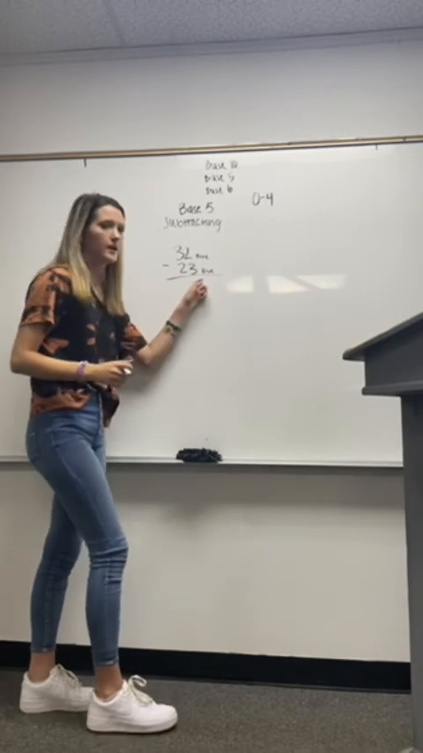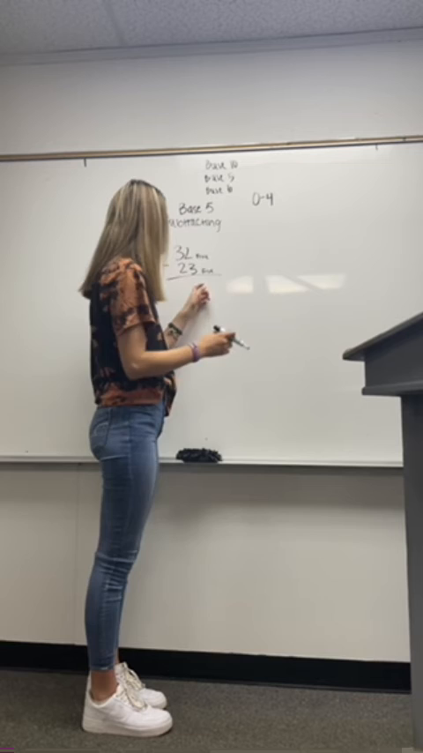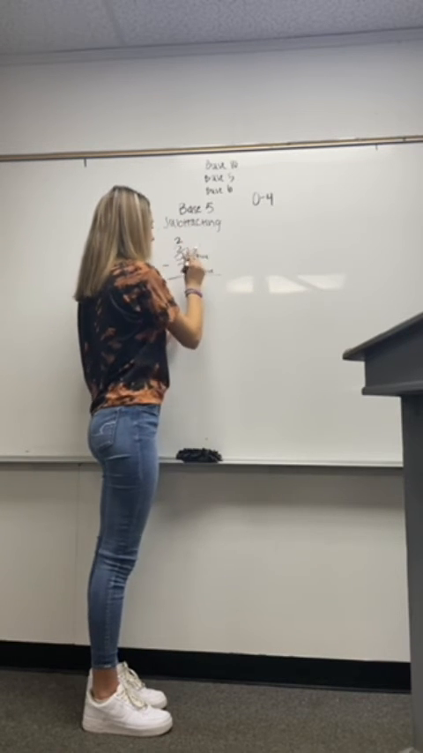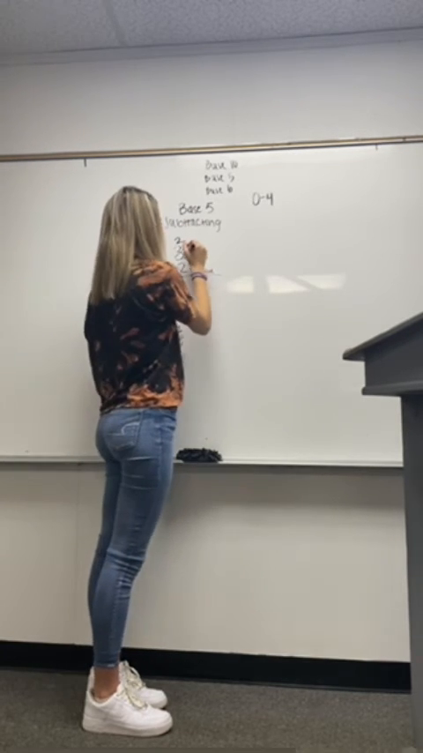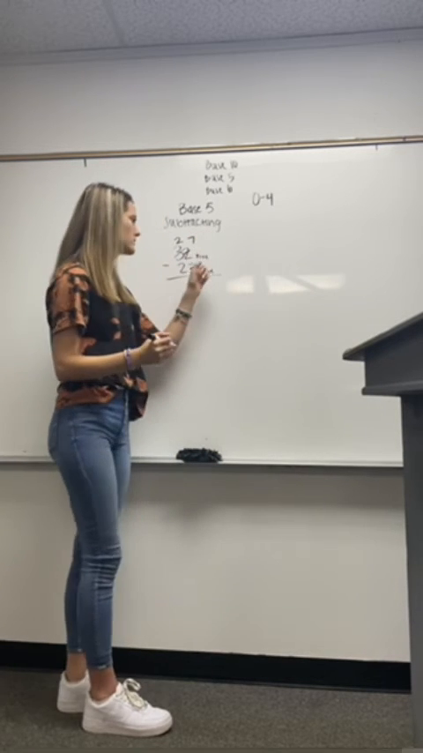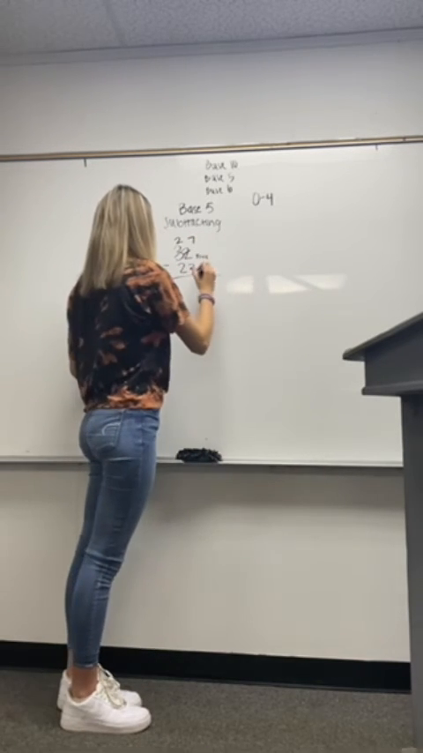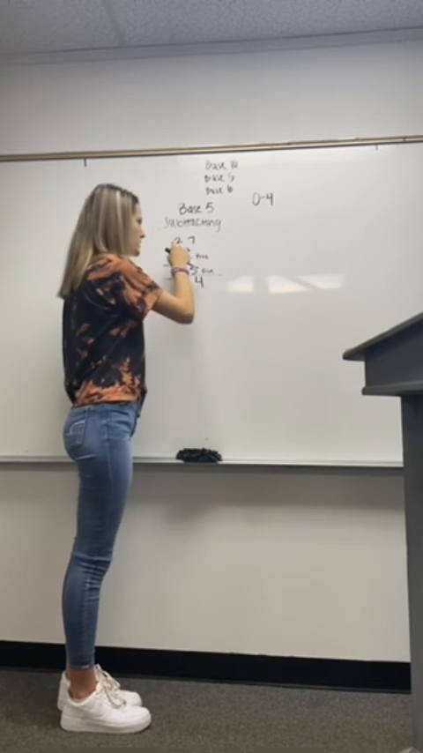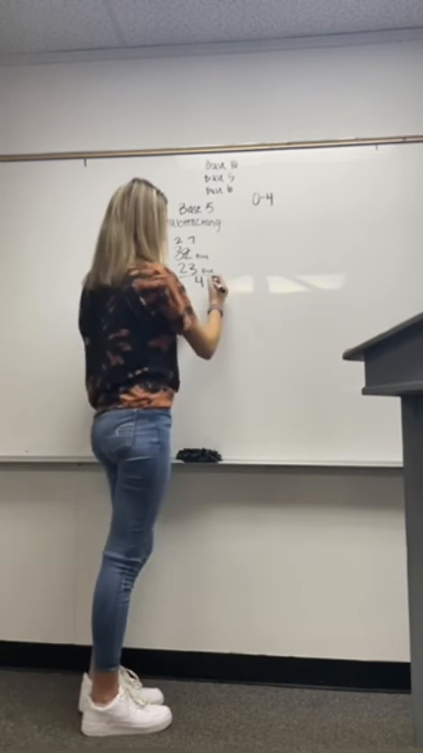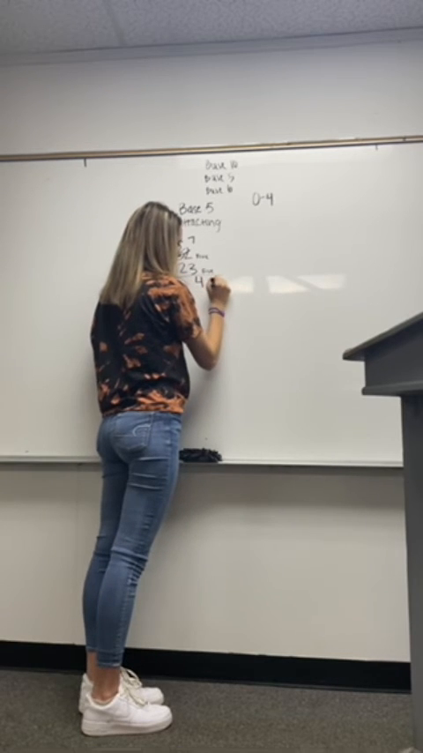So we see we can't take 3 away from 2, so we're going to have to borrow 5, mark out your 3, make it a 2. You already have 2, so you're going to add 5. 5 plus 2 is 7. So 7 minus 3, 4. 2 minus 2, 0, but we don't have to put it, so that is just 4 base 5.